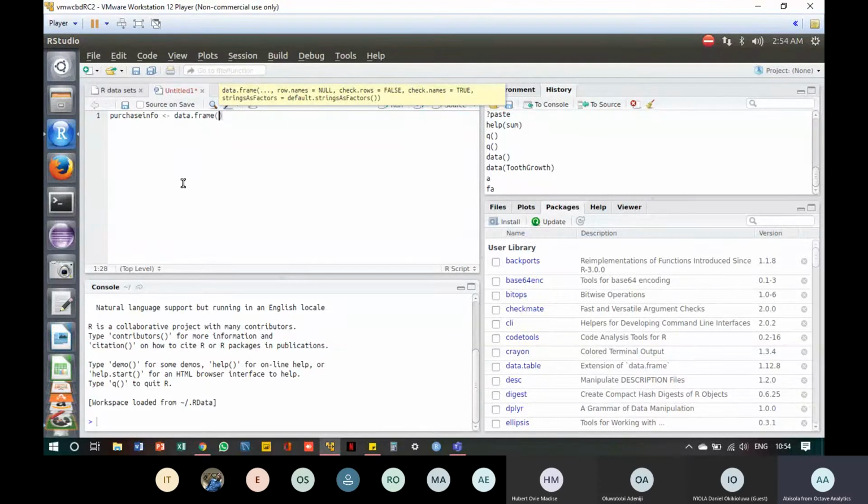We have the purchase table. So we're creating the purchase table first. So the purchase table, we have a customer ID.